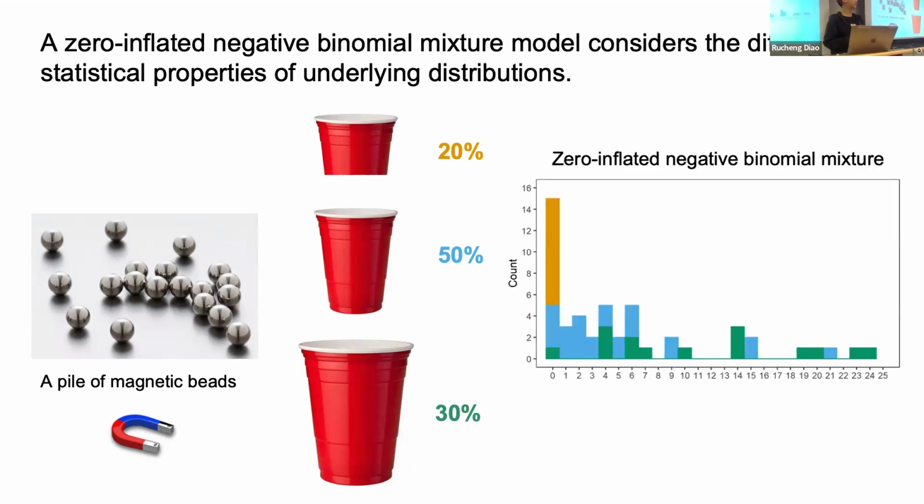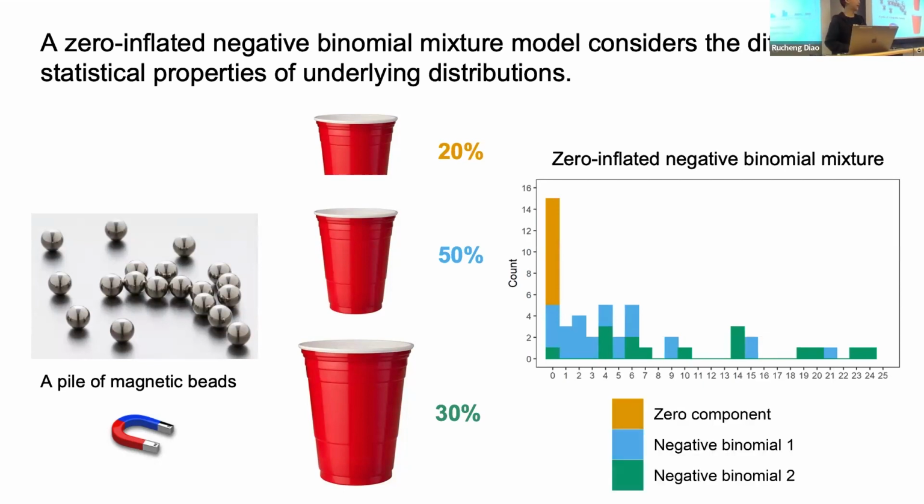Then what you get is something that follows a negative binomial mixture model. There is not only a zero component, there are also two negative binomial components that make up the counts. It's also worth noting that the negative binomial components themselves can generate zero counts, so not all zero counts come from the zero inflation part. And this is what we landed on: a zero-inflated negative binomial mixture model.